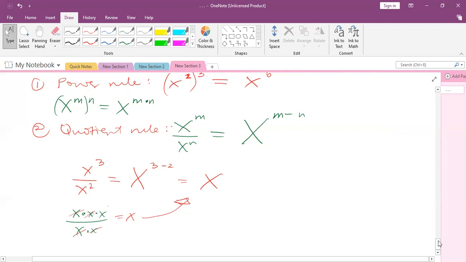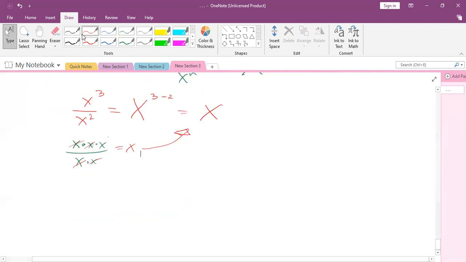Now, somebody will ask me the question, what if the exponent in the numerator is smaller than the denominator? We do the same thing. So let's look at this. Let's call this example 2. Let's assume I have x to the power 3 and I have x to the power 7 here. We'll do the same thing.